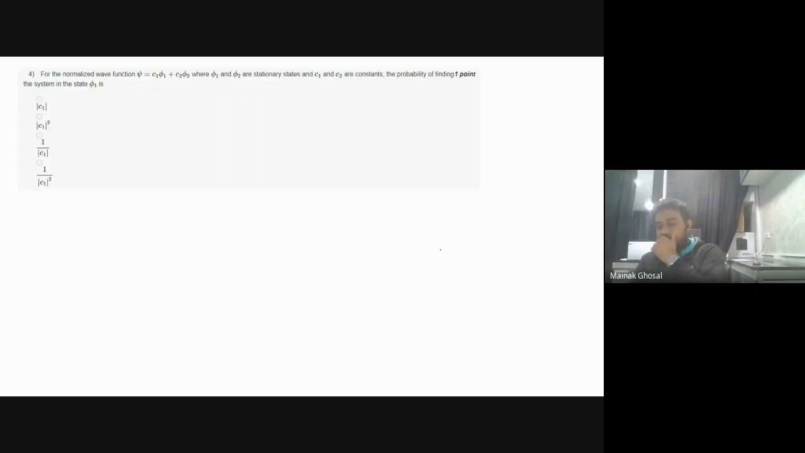So moving to the next question, for the normalized wave function psi, which is defined as psi is equal to C1 phi 1 plus C2 phi 2. You know what this is called? This is called a linear combination. If you are going to study a lot of quantum mechanics in the future, you will use this, C1 phi 1 plus C2 phi 2. That means you are defining a state which is composed of two different states with different contributions.